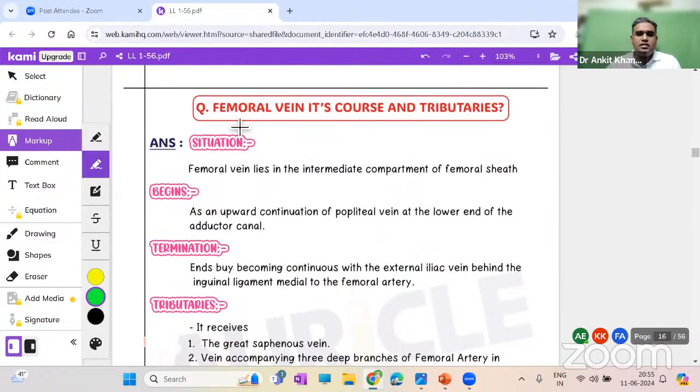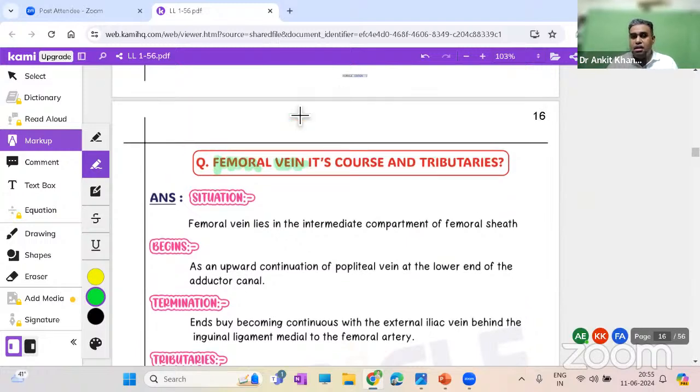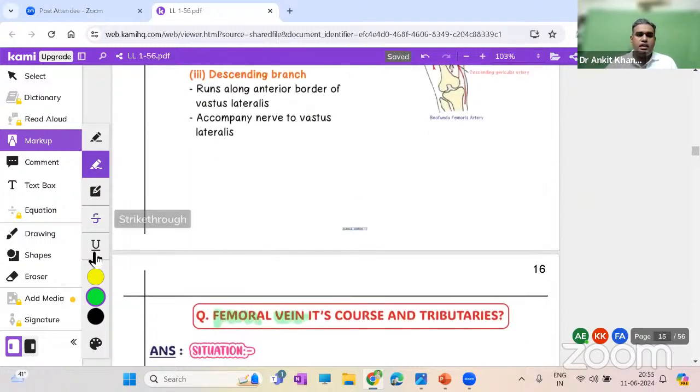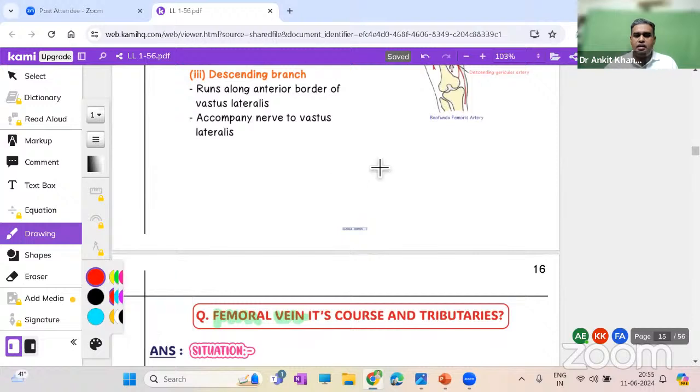Now coming to the next point over here, that is the femoral vein. See, understand this basic point. When you talk of arteries, guys, arteries are going away from the heart, right? So in the lower limb, the flow of blood in the artery is from top down.